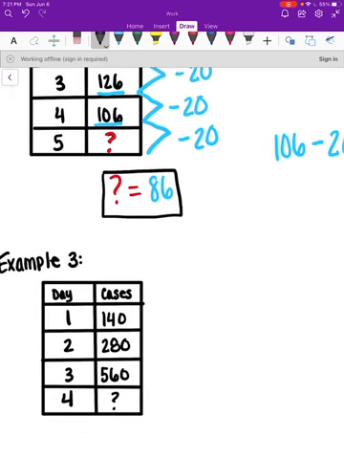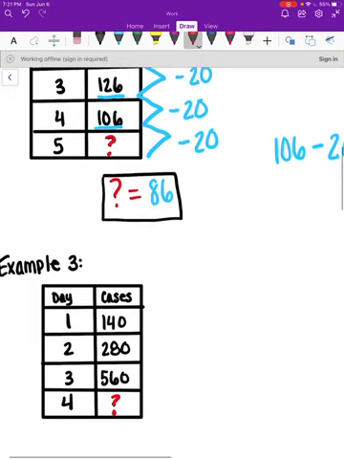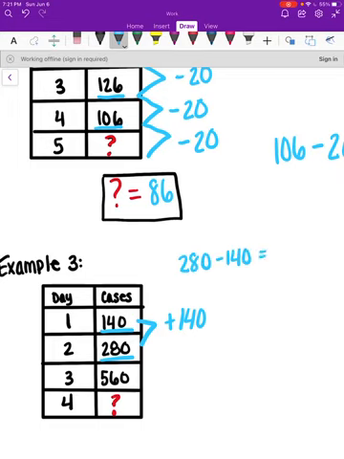So example 3, we have day and cases. So day 1, we had 140 cases. Day 2, we had 280. Day 3, we had 560. So we need to see how many we had on day 4. And again, we need to find the pattern. So I want to start with 140. And let's think, okay, how do I get from 140 to 280? We can think of adding, right? 140 plus 140 is 280. And I figured that out by doing 280 minus 140, and that equals 140.